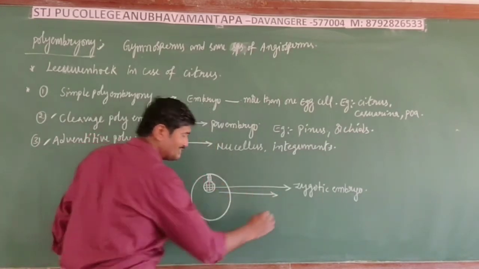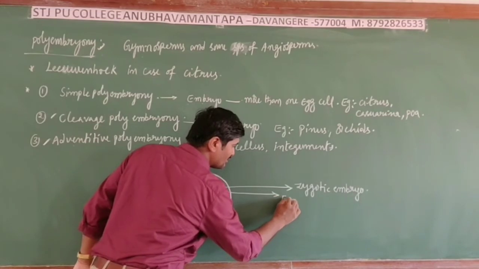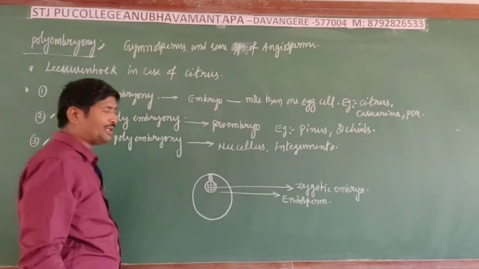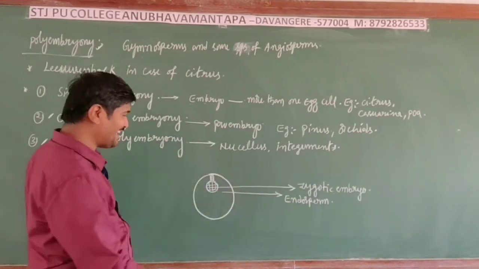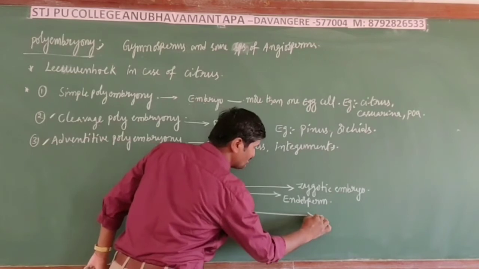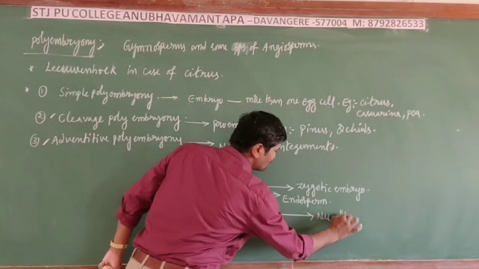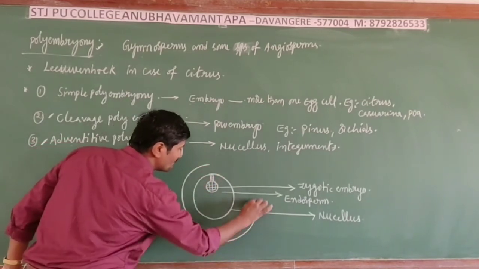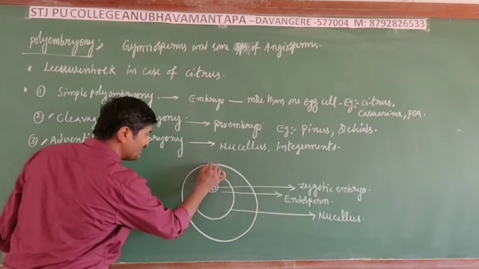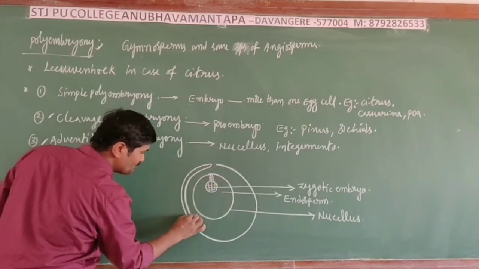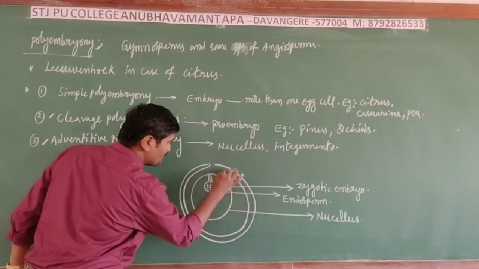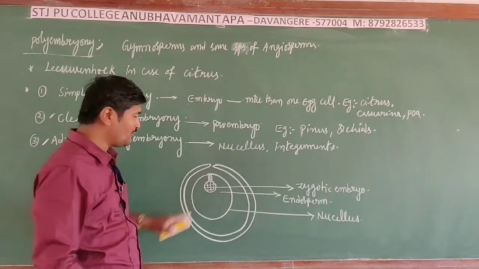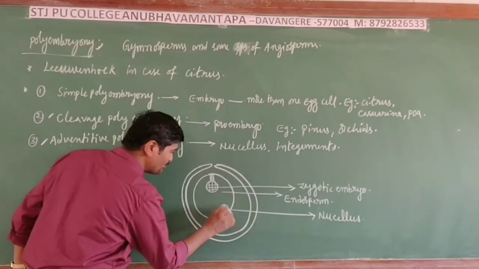See here. This is the endosperm. It is nutrient tissue. The food material is supplied to the developing embryo. What about this one? Nucellus. The nucellus is enclosed by the integuments. See here. This is the integument. Now, in total how many embryos are there? Only one embryo. Now see. Here, one embryo.